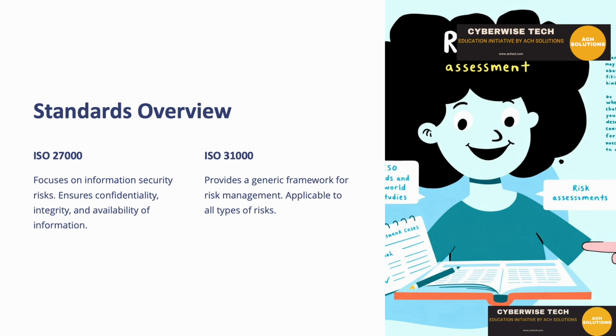Now, let's look at two key standards. ISO 27001 focuses on managing information security risks, things like safeguarding data confidentiality, integrity, and availability. On the other hand, ISO 31000 provides a more generic framework for managing all types of risks. Together, these standards give us a solid foundation for building a robust risk management system.